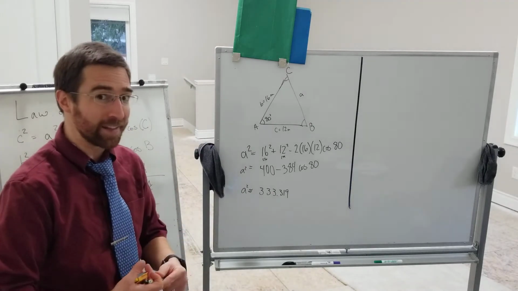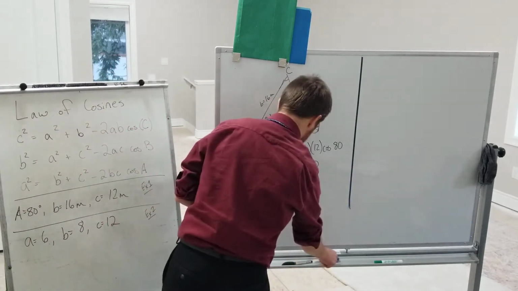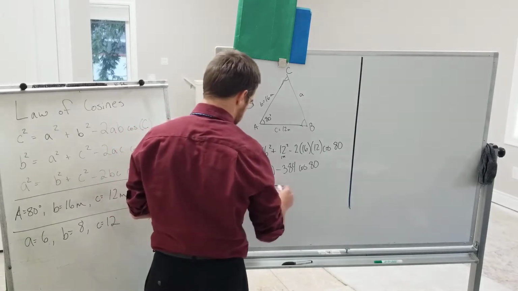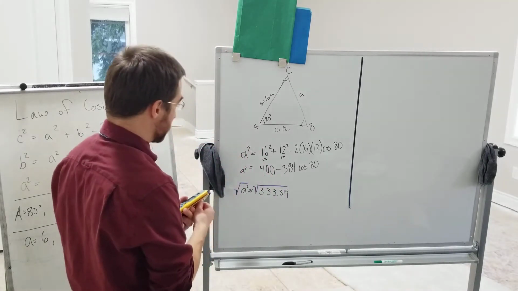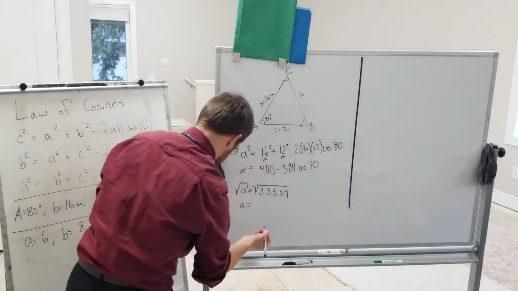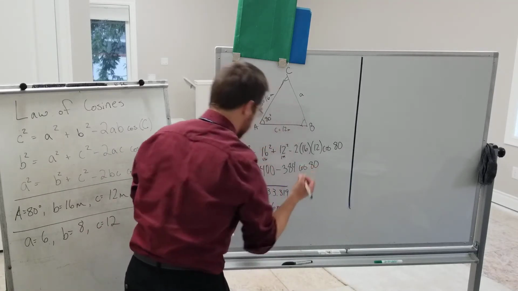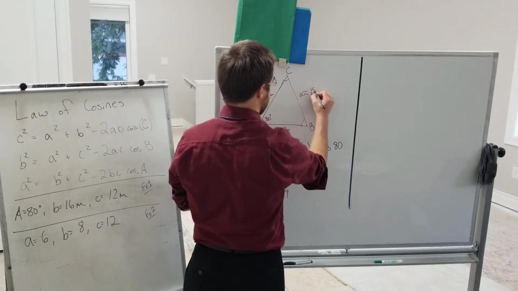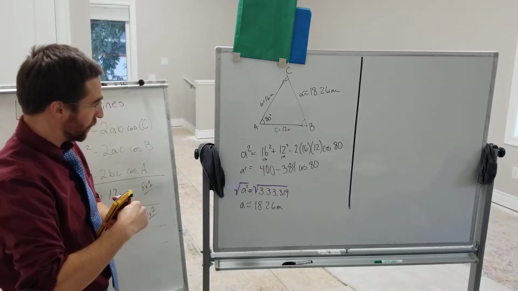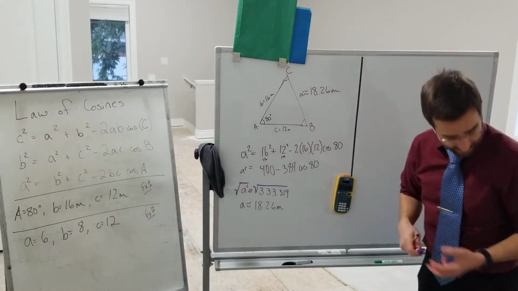That's what a squared is equal to. We want what a is equal to, so we're going to have to square root both sides of this equation. And that gives us a is approximately 18.26 meters. So A is about 18.26 meters. All right, so we have now all three sides.